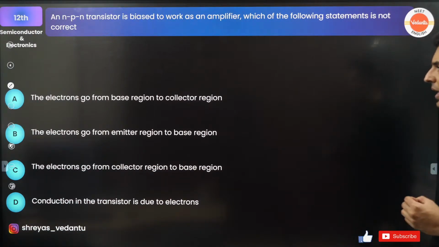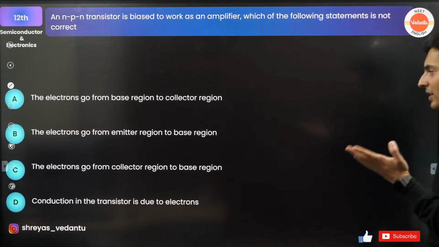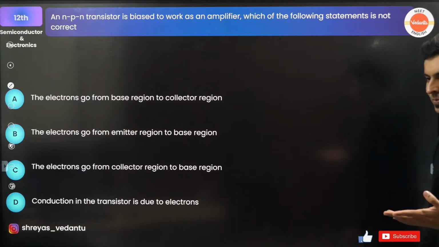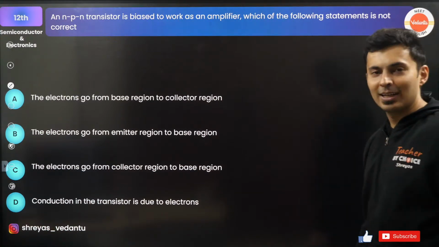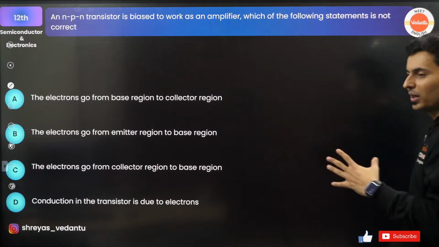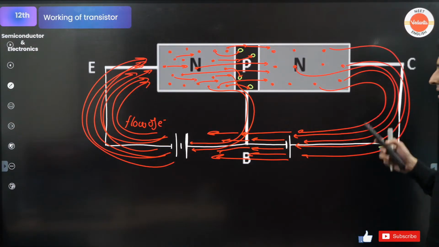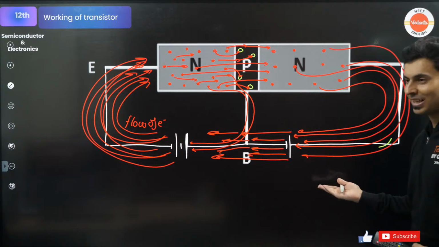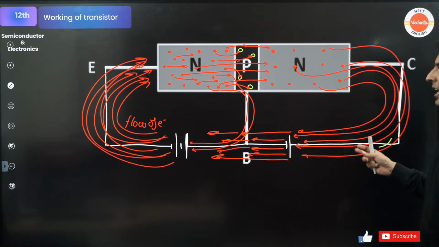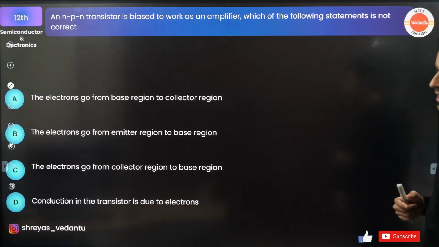Electrons go from base to collector. Electrons go from emitter to base. Electrons go from collector region to base. Or the conduction in the transistor is due to electrons. I think one of them is definitely wrong. Let's see whether you guys are able to identify what is wrong. In case you have forgotten which diagram to refer to, this is the working of the transistor which I just explained some time back. Use this diagram and think what is wrong in the statements I have given.